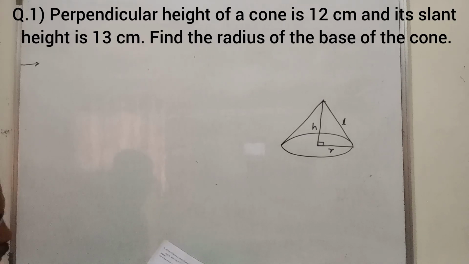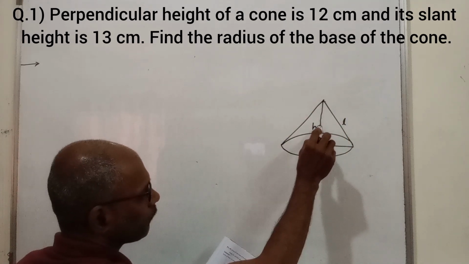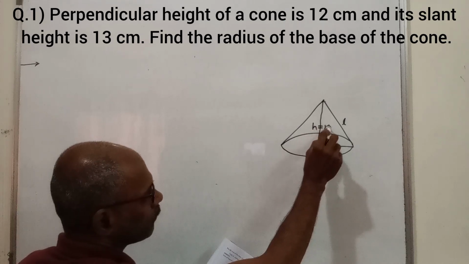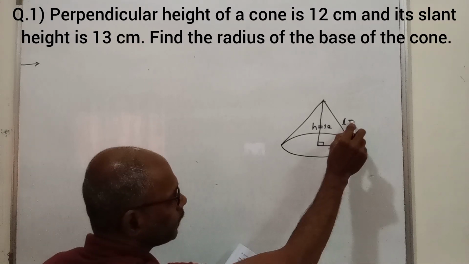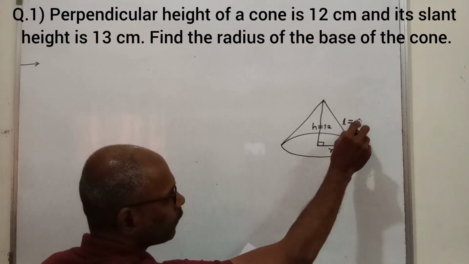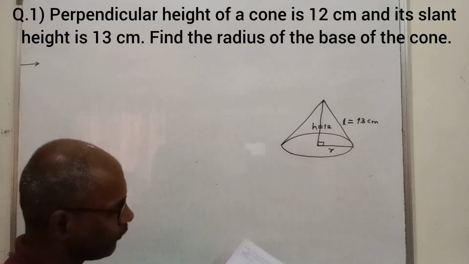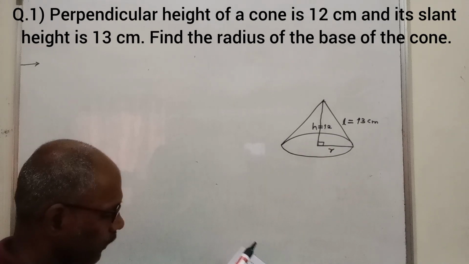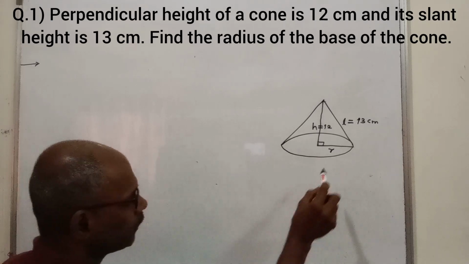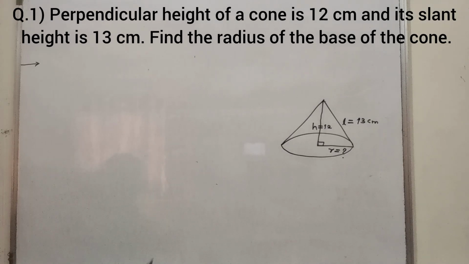Practice set 9.2. Question number 1. The perpendicular height of a cone is 12 centimeter, and its slant height L is equal to 13 centimeter. Here there is no space, so I have written only 12. Find the radius of the base of the cone. Find this R. Okay, this is our question.